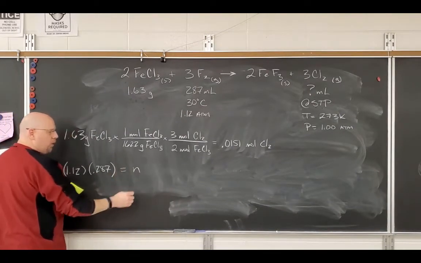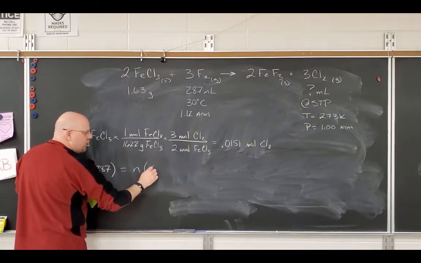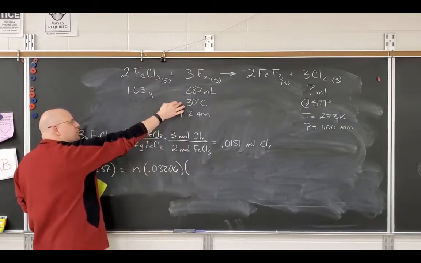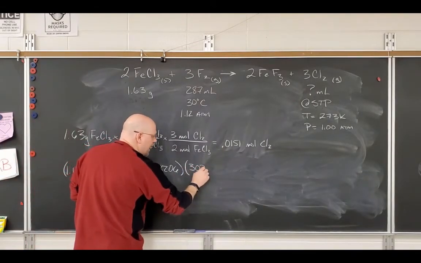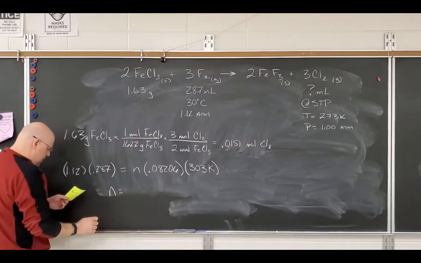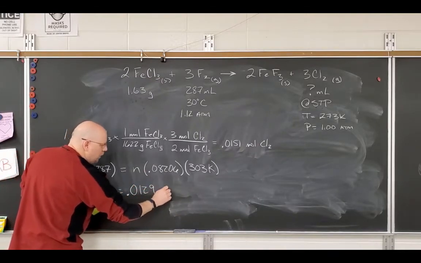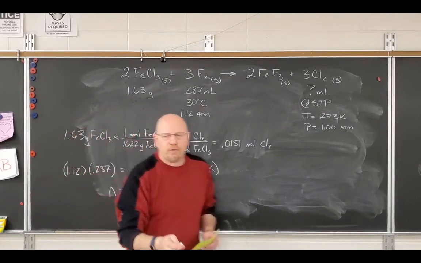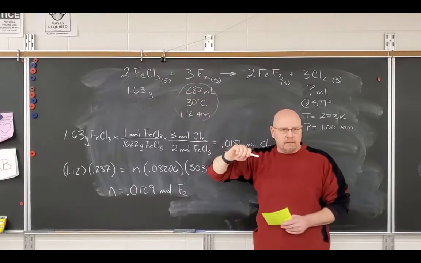We're finding moles. Because the unit of pressure is the atmosphere, we're going to use the 0.08206. Our temperature is in Celsius, that also has to be in Kelvin, so we have to turn that into 303 Kelvin. And then when we solve for this, we get 0.0129 moles of fluorine. Now, why do I know it's fluorine? Because all of these values here are associated with the fluorine.